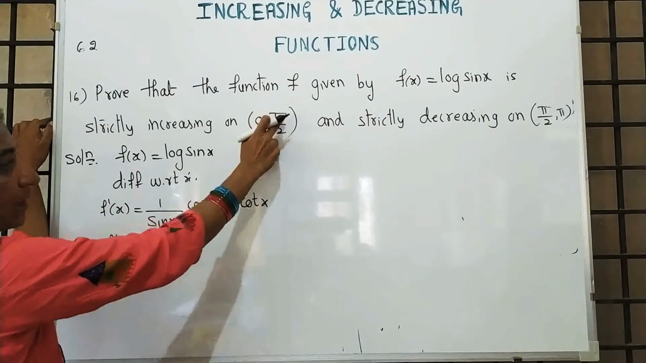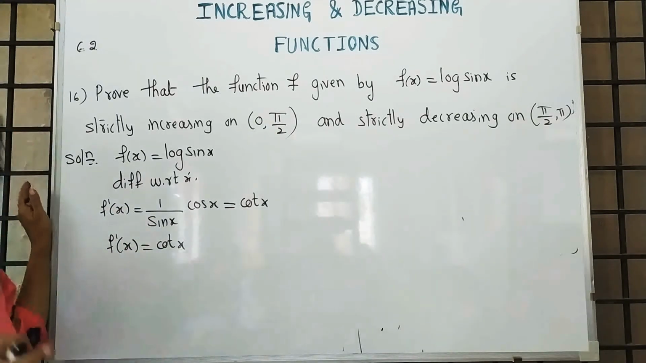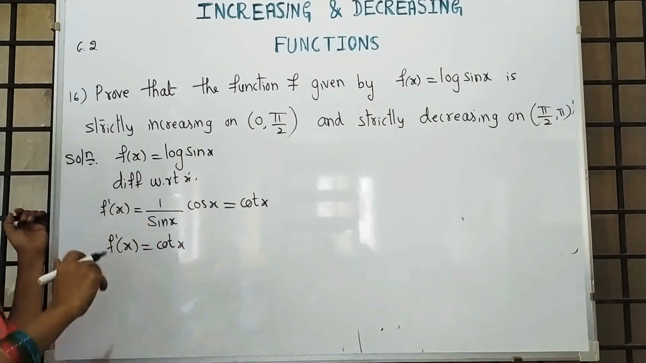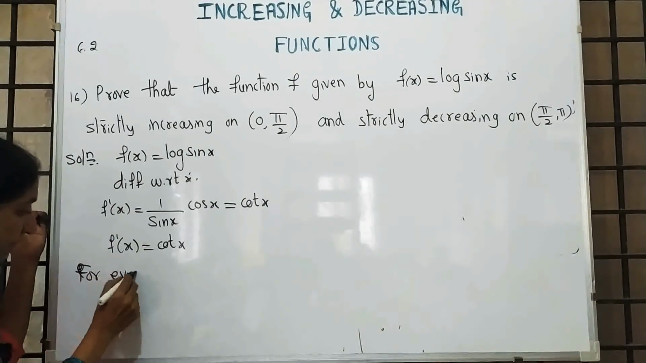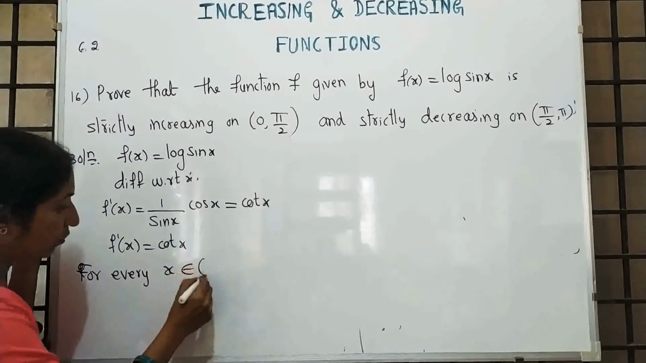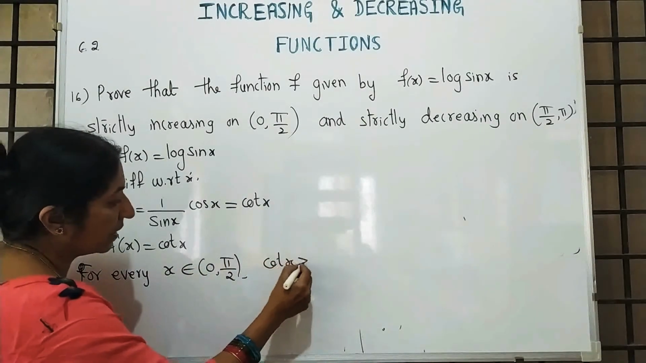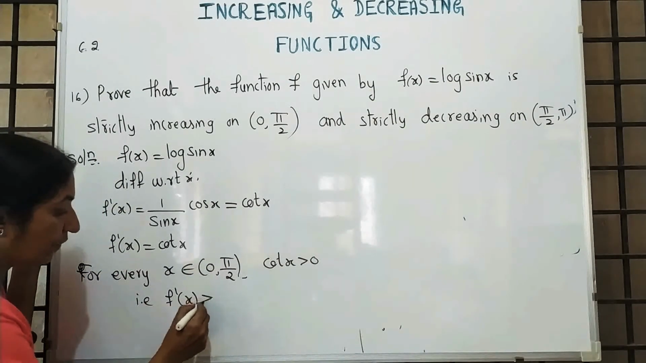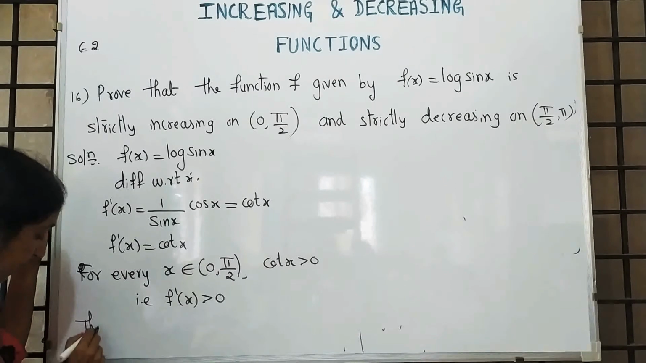See, 0 to pi by 2 is what? 0 to pi by 2 is the first quadrant. In the first quadrant, all the 6 trigonometric terms are positive. So, cot is also positive. Then how will we write? For every x belongs to 0 comma pi by 2, cot x is greater than 0. That is, cot x is nothing but the first derivative. The first derivative is greater than 0.